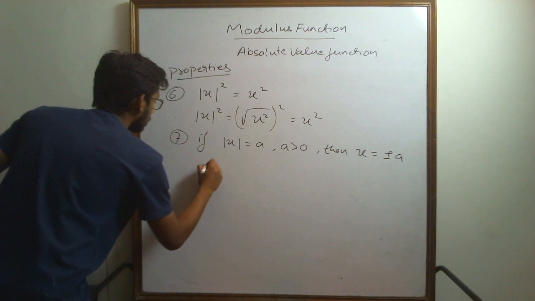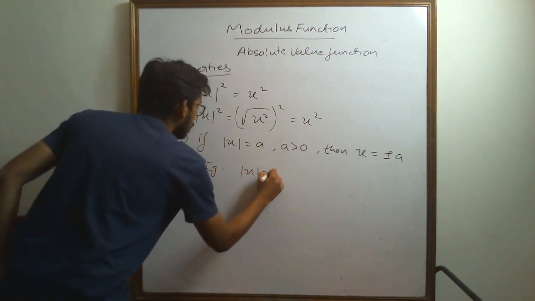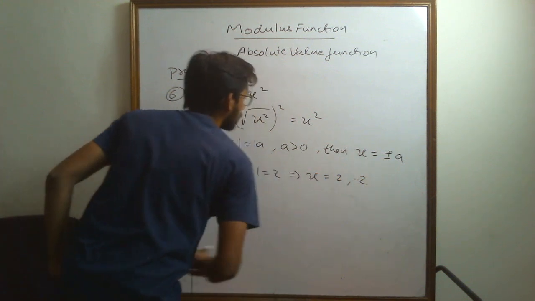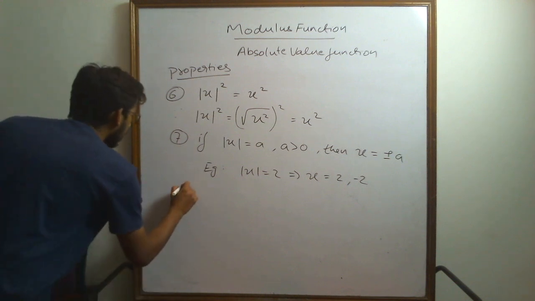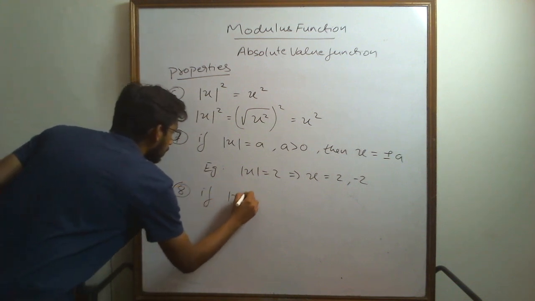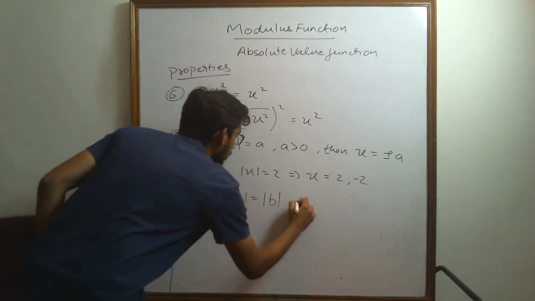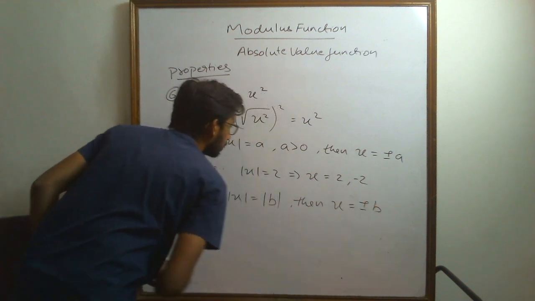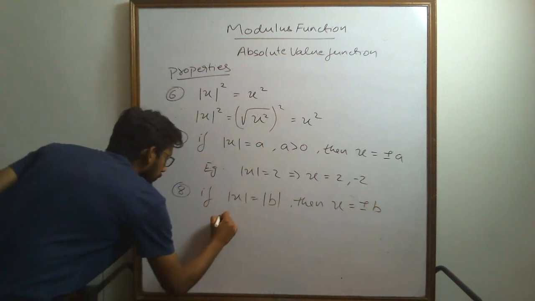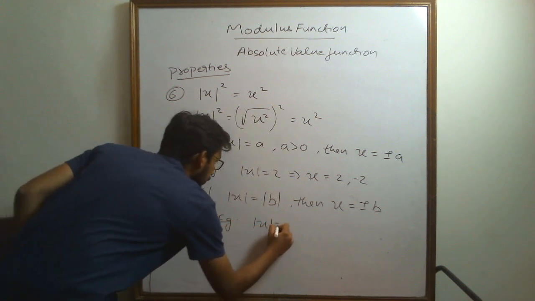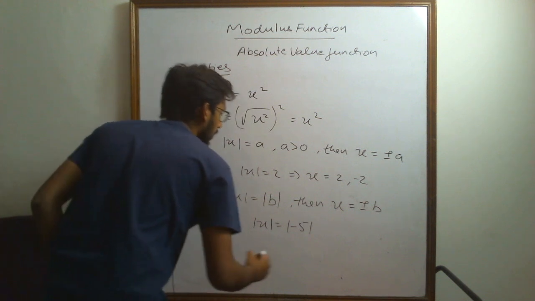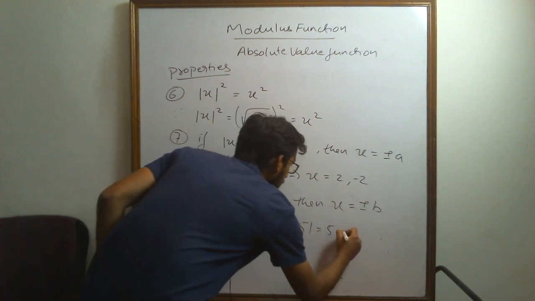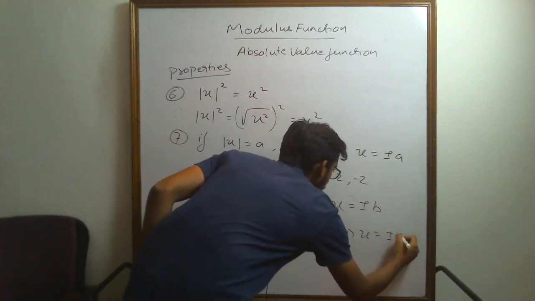For example, say mod x is equal to 2. This would mean that x is either equal to 2 or it can be minus 2 as well. Eighth, if mod x is equal to mod b, then x is equal to plus minus b. This is also true. For example, say mod x is equal to mod of minus 5. Mod of minus 5 is equal to 5, and from here mod x is equal to 5. This means that x is equal to plus minus 5.